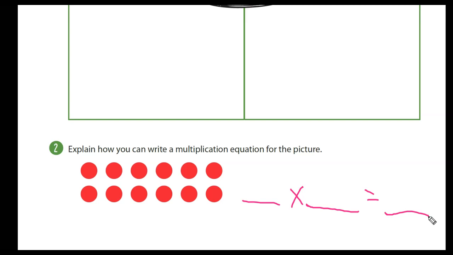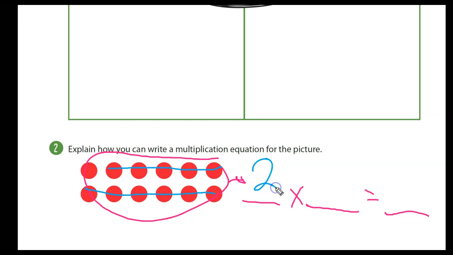So how would I write this? How would I take the array and then go into a multiplication equation? Anderson? You would take the row. So how many rows is that? 2. 1, 2. Then you multiply how many columns. And how many columns are there? 1, 2, 3, 4, 5, 6.